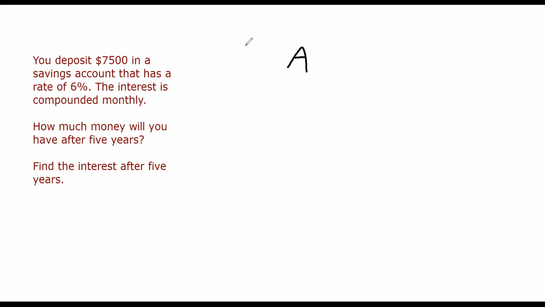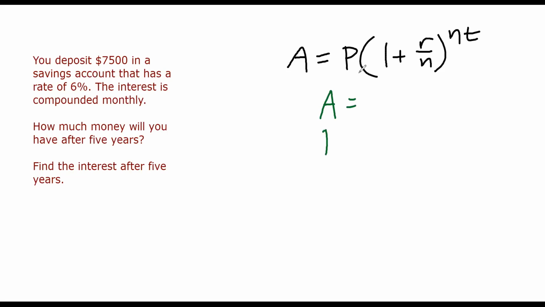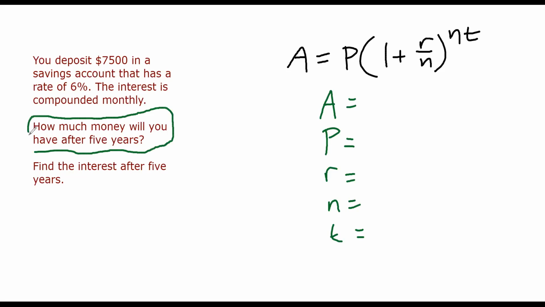Well, let's remember our formula. A equals P times (1 plus R over N), raised to the NT power. Let's see if we can write out all the different aspects of our formula here. A, P, R, N, and T. A is going to be what we're looking for in this first question. How much money will you have after 5 years? In other words, how much total is in the account, principal plus interest? So A is going to be what we don't know. We're going to put a big question mark.